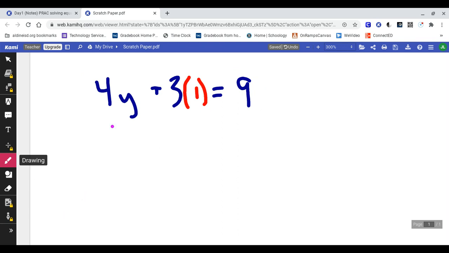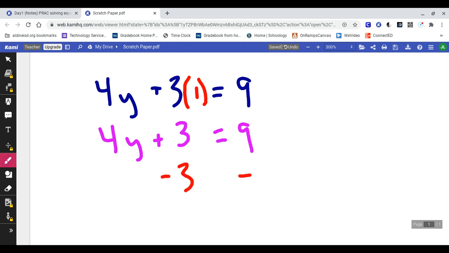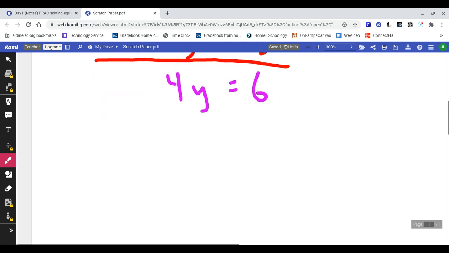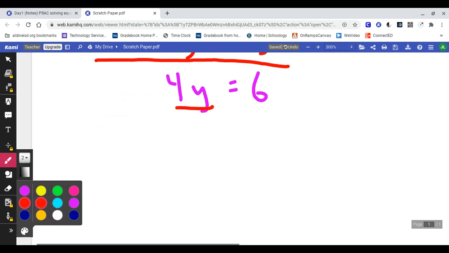So first I'm going to simplify what I have. So we know that 3 times 1 is just 3. And then from there, we're going to try to get the y by itself. So I'll subtract the 3 on both sides. 9 minus 3 will give me 6. The 4y will just carry down. And then from there, I will just divide by 4.